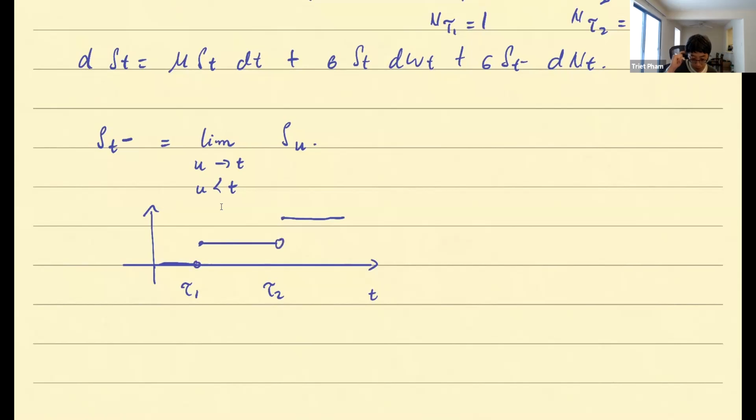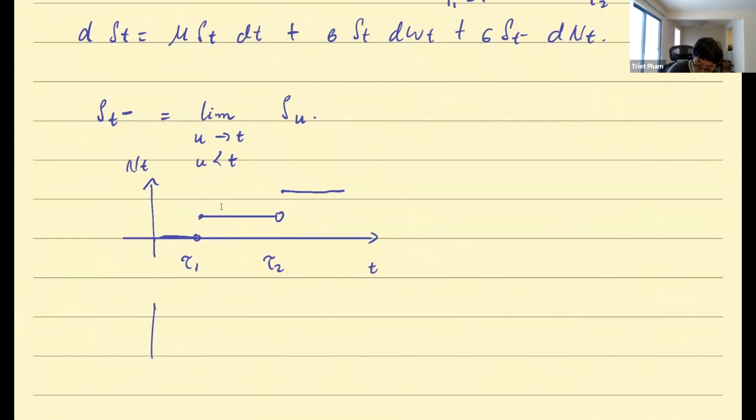Like this, okay? This is NT. What does your stock price do? Your stock price starts at somewhere. Up to the first time that the Poisson process jumps, dNT will be 0 up to this time, so there's no term like this. So up to that time, your stock just behaves like a usual Black-Scholes model.